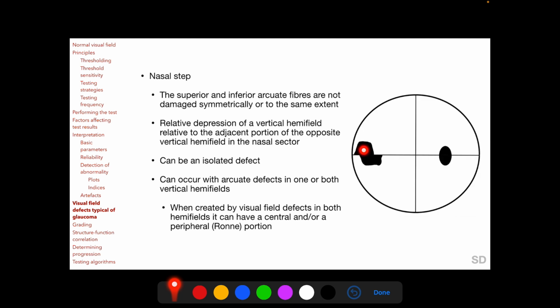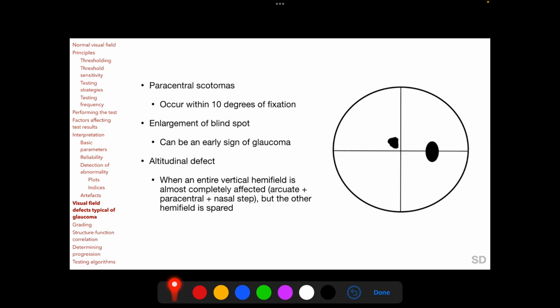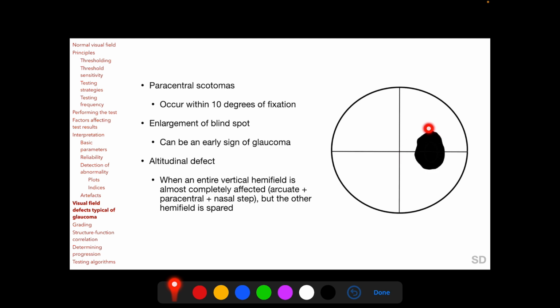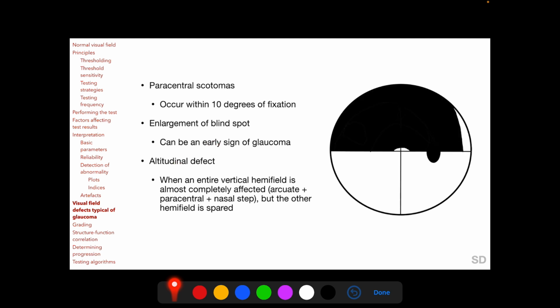And when nasal sector defects occur in the two adjacent vertical hemifields, the resulting defect can have a central step and a peripheral step, and the peripheral step is called a Rönne step. Paracentral scotomas, which occur within 10 degrees of fixation, as seen here in this figure, can also be found in glaucoma patients. Enlargement of the blind spot, as seen here, can also be an early sign of glaucoma. An altitudinal defect is said to occur when an entire vertical hemifield is almost completely affected by a glaucomatous visual field defect, but the other hemifield is spared.